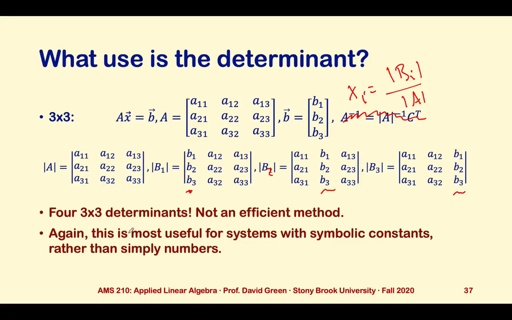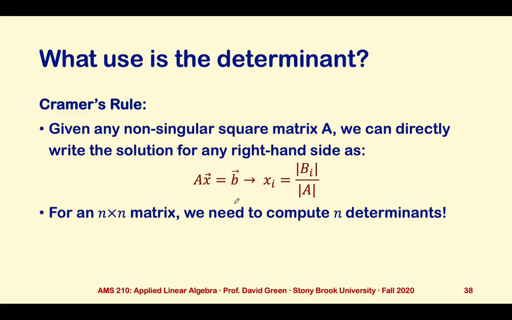However, once again, if we have a system that has a lot of symbolic constants in it, maybe not a full general system, but one that has a number of symbolic constants, this can be a way to get a solution in terms of those constants, which can be helpful in certain circumstances. All right.